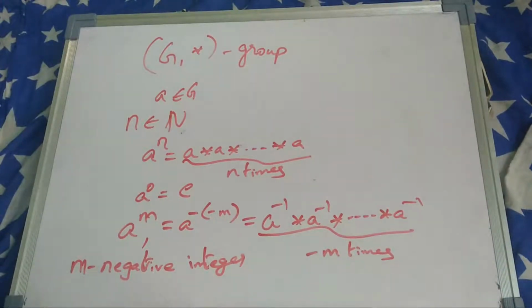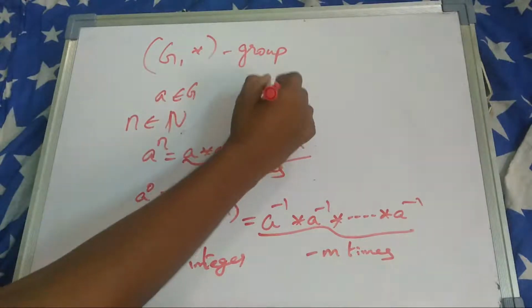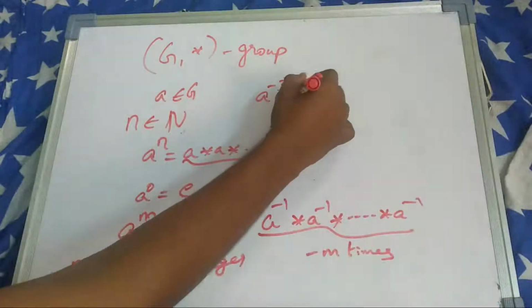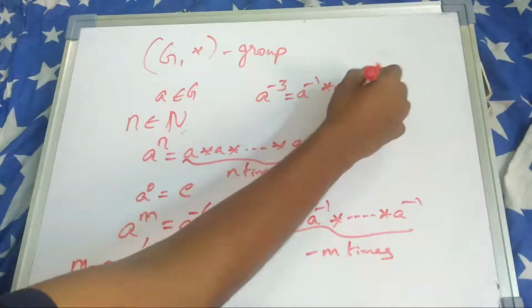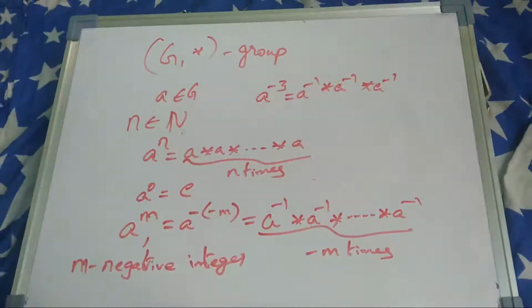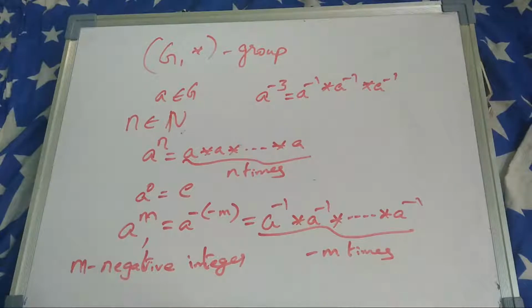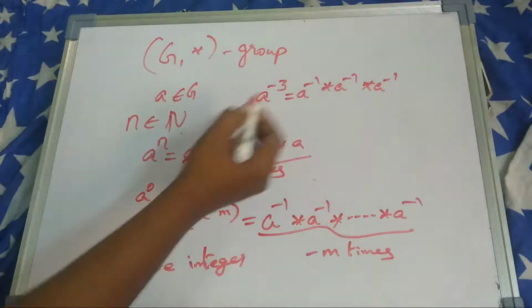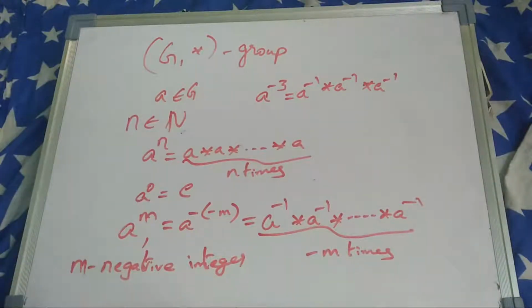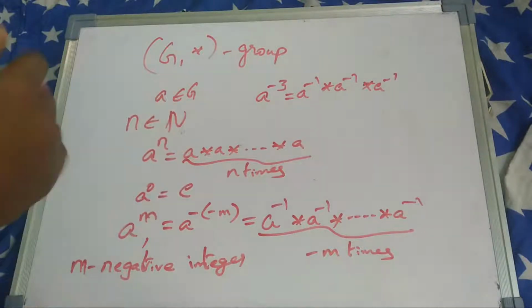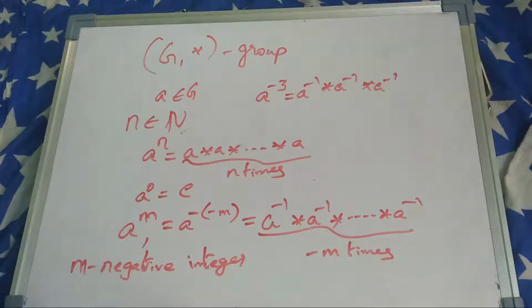That is A power m, where m is negative. For example, A power minus 3 refers to A inverse star, A inverse star, A inverse. So what we do is, we operate the inverse element thrice, where the positive integer part of minus 3 is 3.